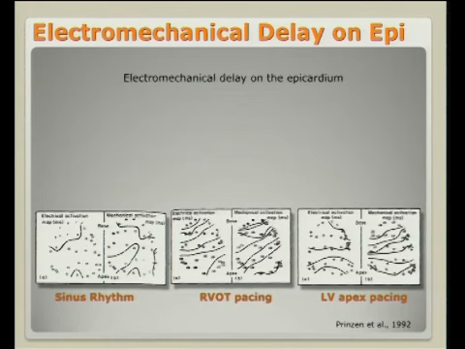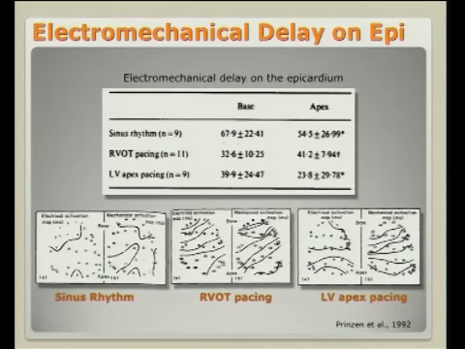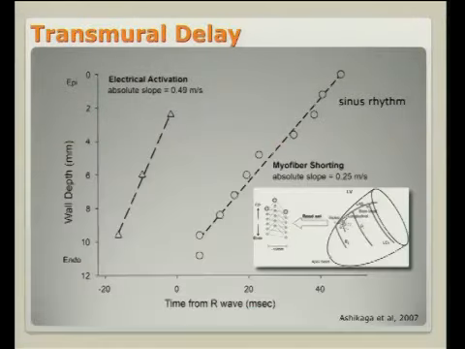This is a seminal study by Prinzen and co-workers in which they looked on the epicardium at the electrical activation and mechanical activation in sinus rhythm and at two pacing locations. And what the authors noticed is that electromechanical delay was very different at the base and apex. You can see here there was always a difference between base and apex. In addition to that, that delay, and the difference as well, depended very much on the pacing site.